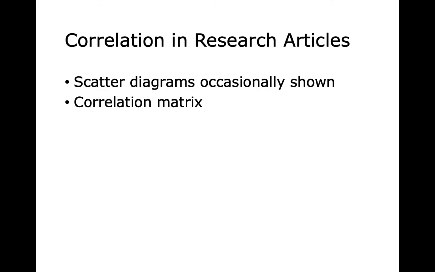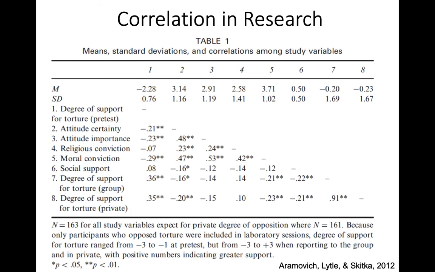All right, and just going to wrap up with a couple points. When we read about associations between variables in a research paper or in a research article, it's pretty rare that you'll see a scatter plot or a scatter diagram. It's much more common that a researcher will report something called a correlation matrix. Here's what a correlation matrix looks like. It's essentially all the correlations between all of the variables in the study.